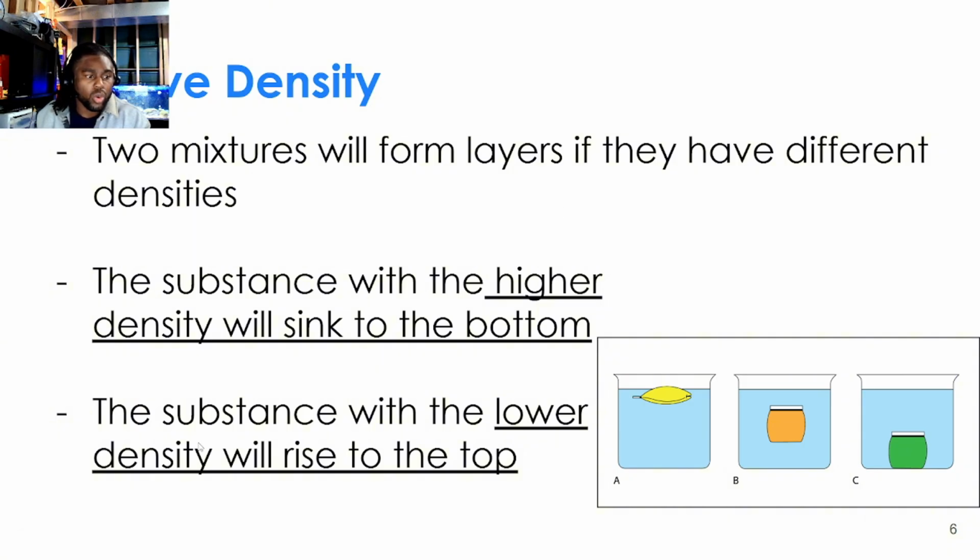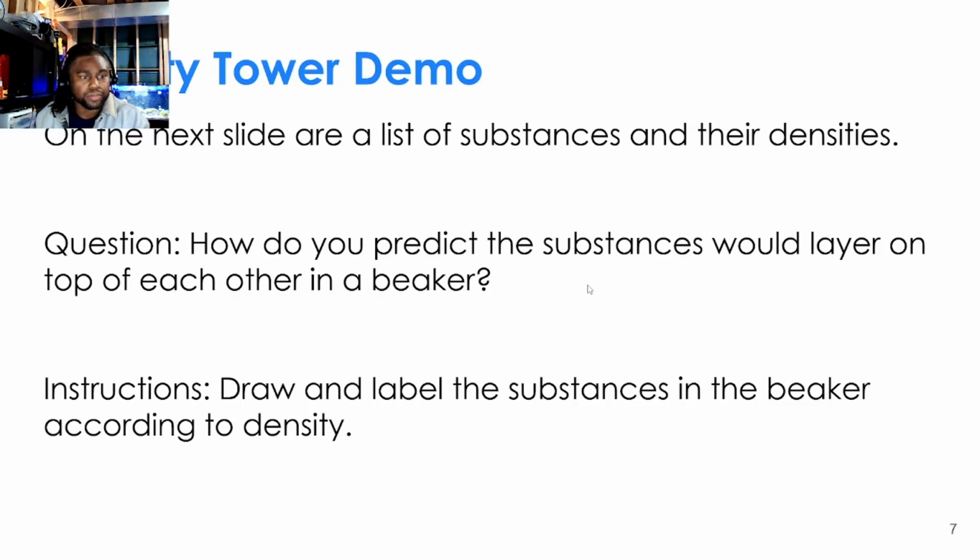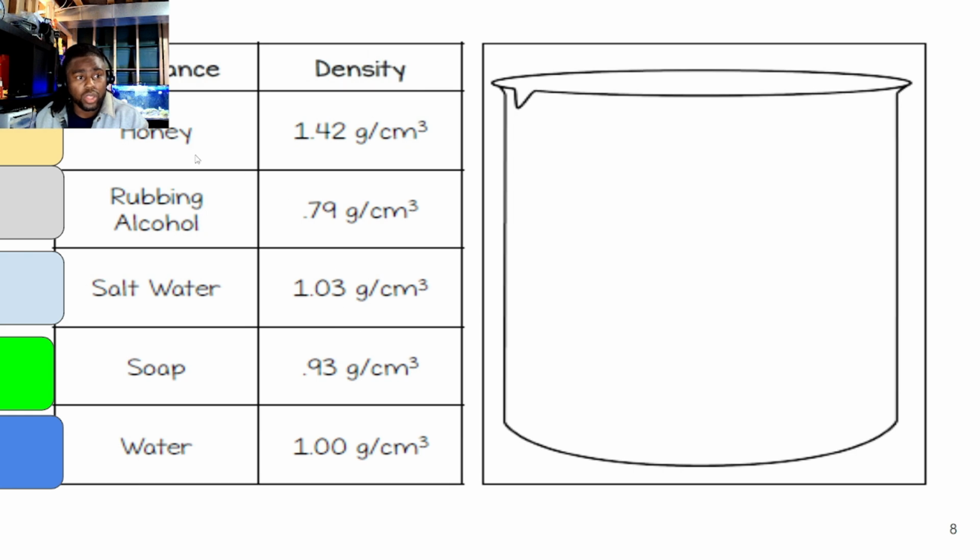The substance with the lower density will rise to the top, and the substance with the higher density will sink to the bottom. The density tower demo is on Google Classroom for you guys to take a look at. There are some questions to guide your thinking and for you to potentially look at doing this at home or in the classroom if you have those supplies. You can look at your honey, your rubbing alcohol, your salt water, your dish soap, and your water. You have the relative density of those.